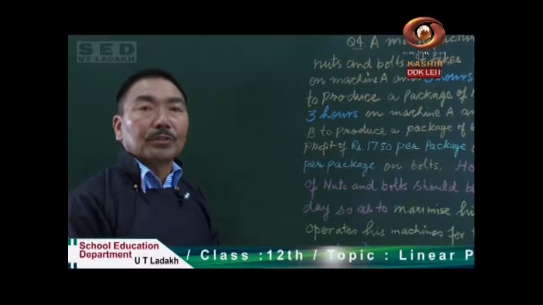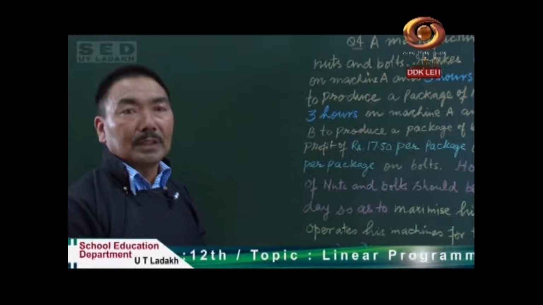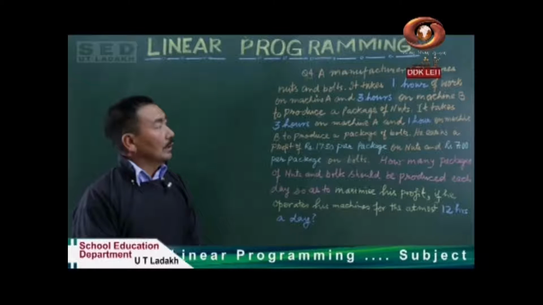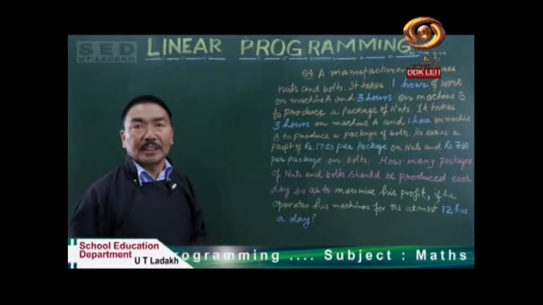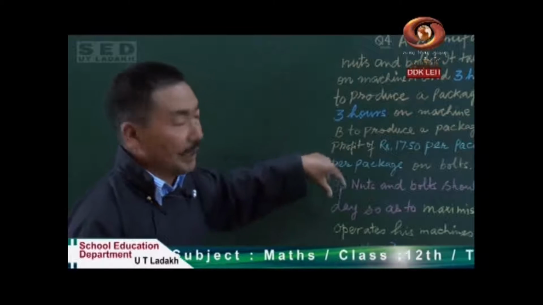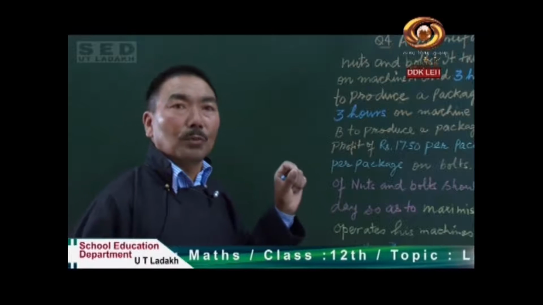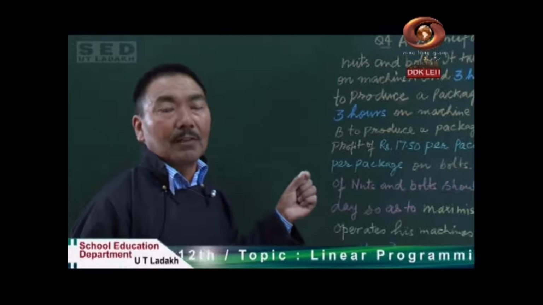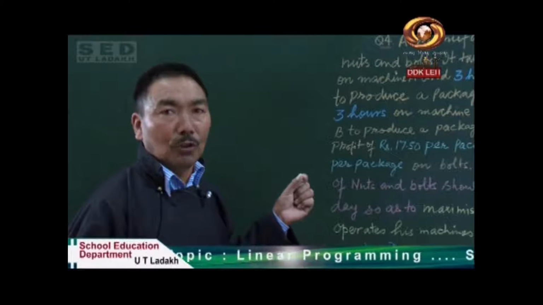As I have already told you, linear programming can be solved graphically, and another section of linear programming is that first of all we have a question in statement form. We have to formulate it in mathematical form. So that is the graphical formulation.